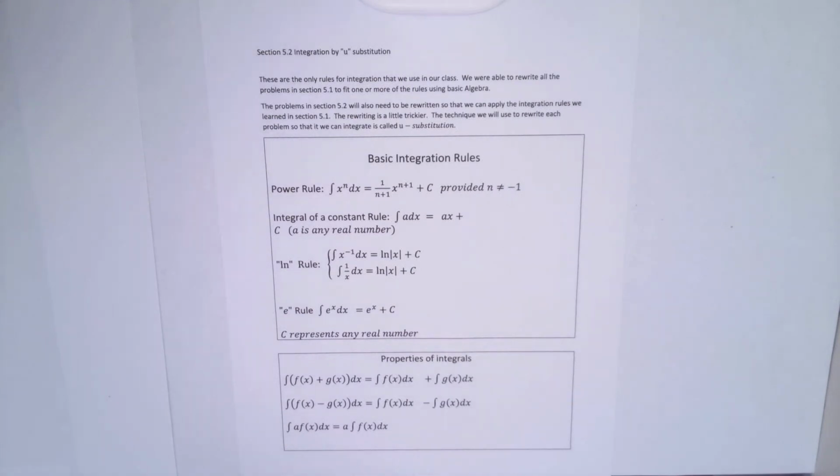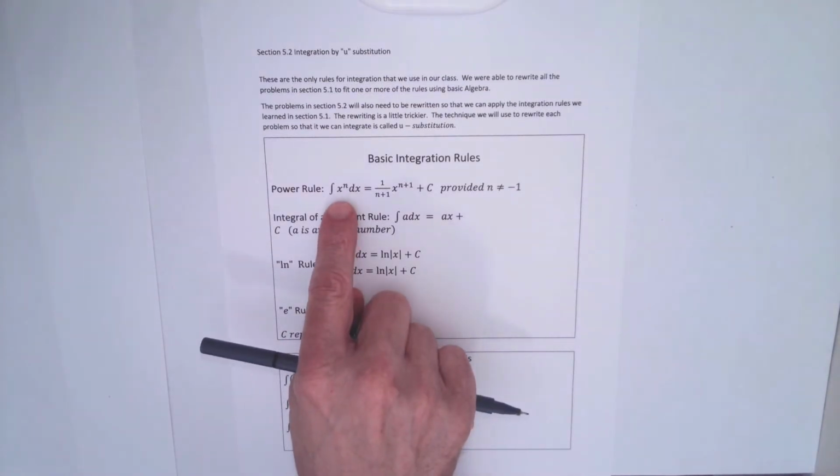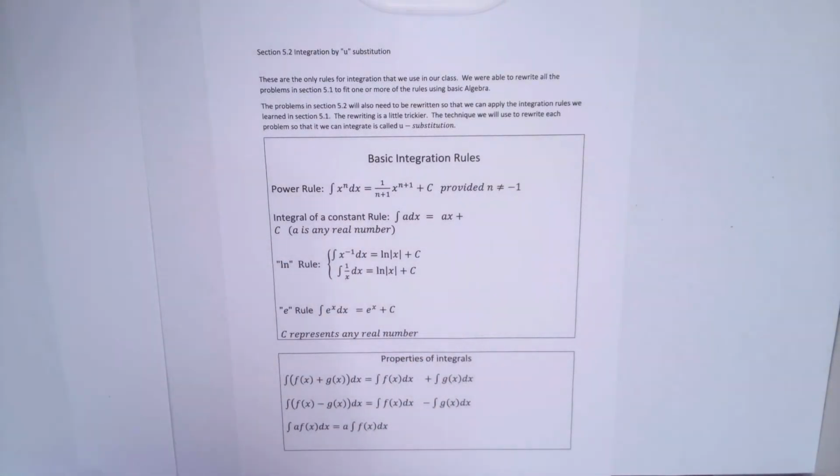In section 5.2, we learn a strategy called U-Substitution that will take a problem and get it ready for one of these rules, using algebra that's different than just multiplying out parentheses, dividing out fractions, or moving coefficients outside. So we learn a new technique, and the whole goal of the technique is to take a problem that isn't written for one of these rules, and transform it to make one of these rules usable.